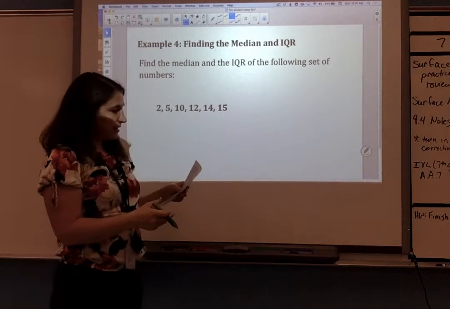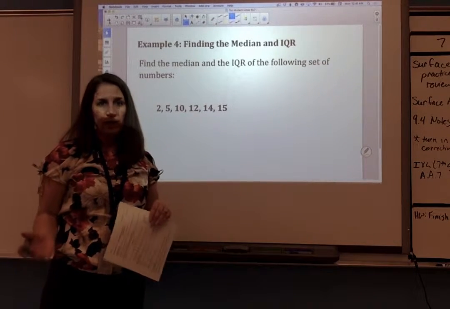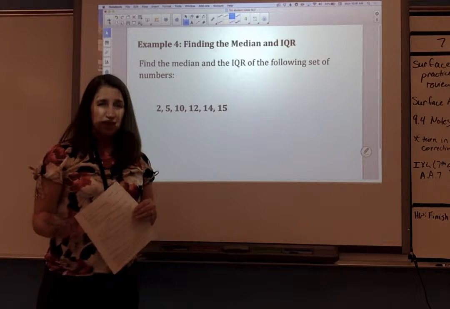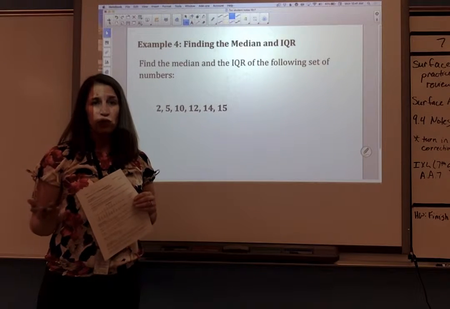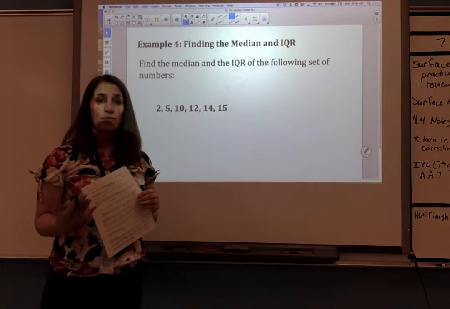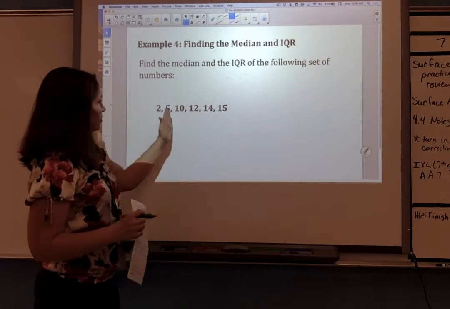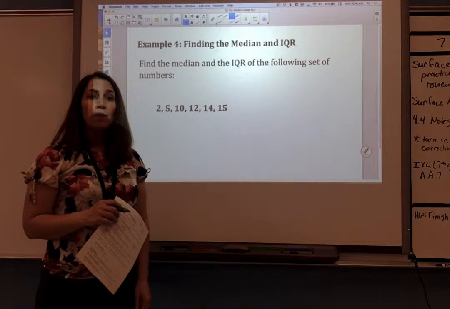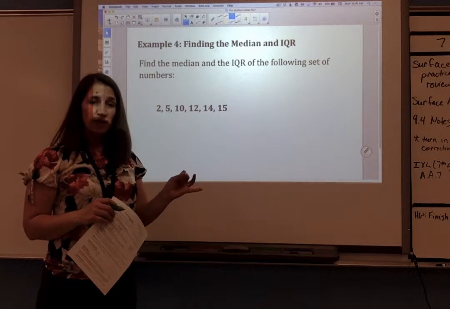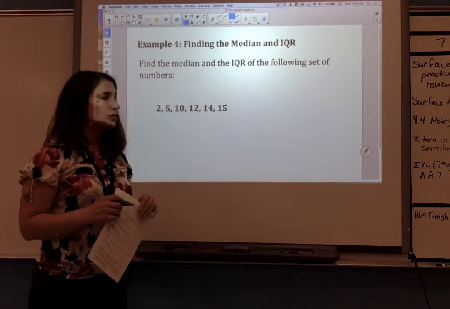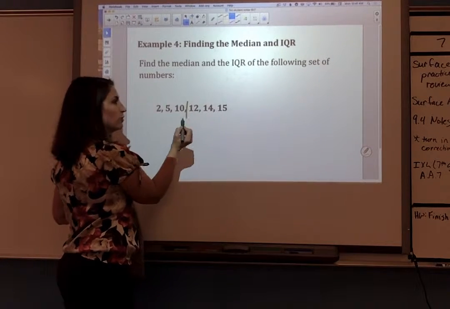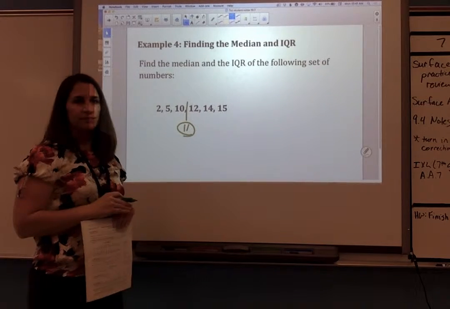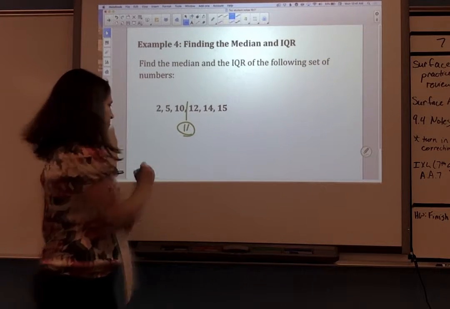Okay, let's find the median and the interquartile range of this small set of data. The first step when you're finding the median or the interquartile range is to put the numbers in order from smallest to largest. And it looks like this one is already written in order from smallest to largest. So the median is the middle of the data or the average of the middle two. So our median is going to be right here between 10 and 12 at 11. That's our median.